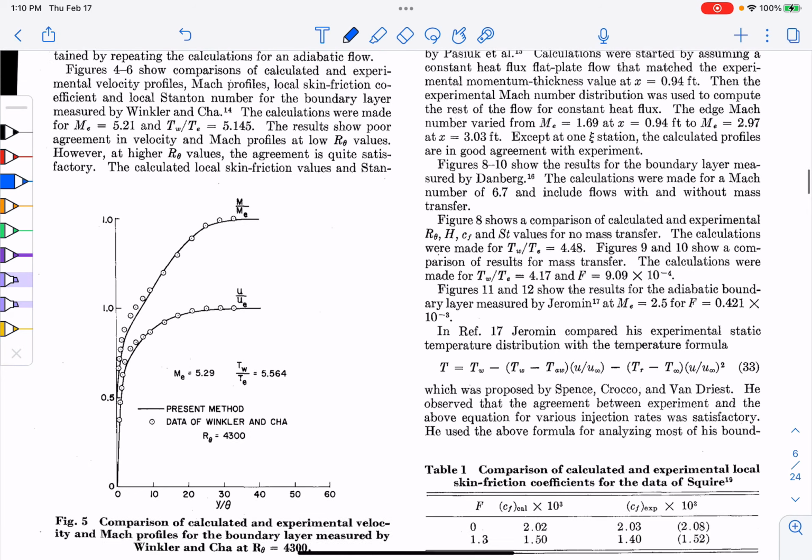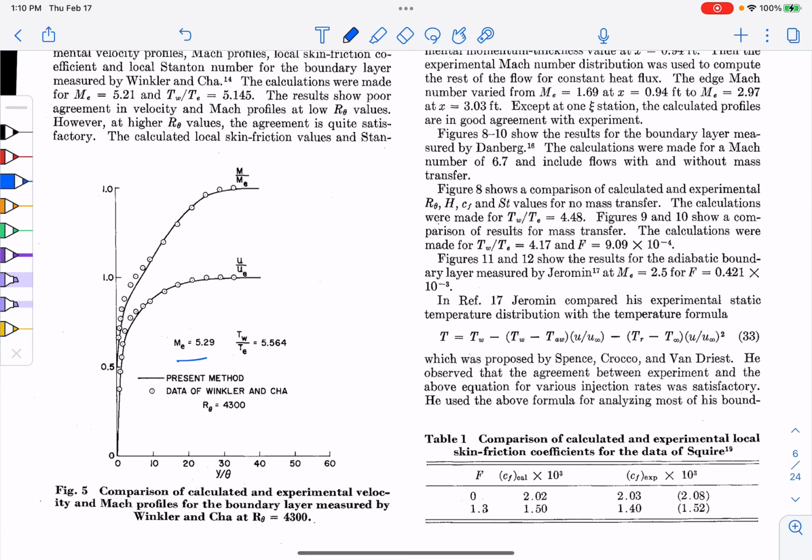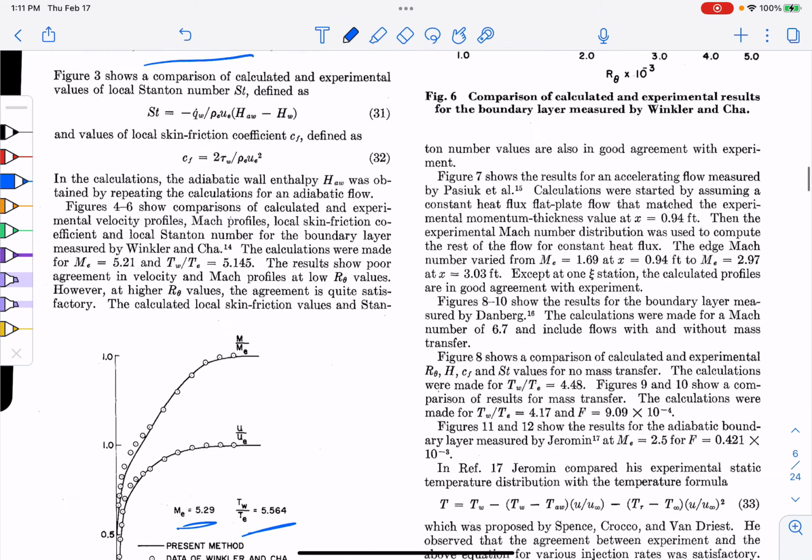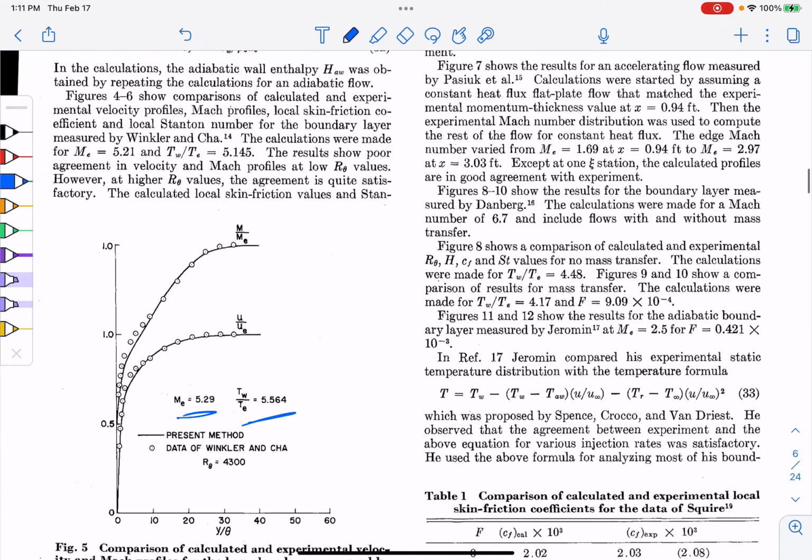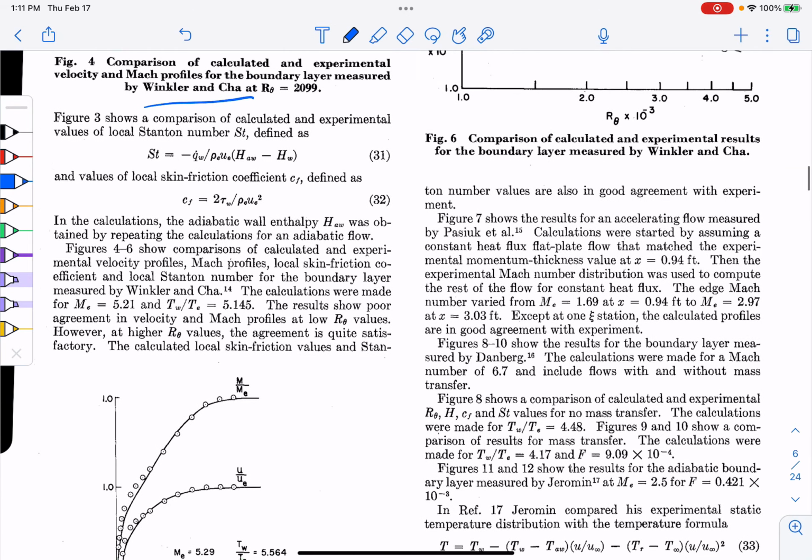Let's look at a few other cases. So here's a little bit better case. This is Mach 5.29, temperature of the wall over the temperature of the edge of the profile is almost 6, and there's better agreement. And why? Higher Reynolds number. Right there, Re theta 4300. So let's see, that's about only another, yeah, I guess it's double than the previous case.